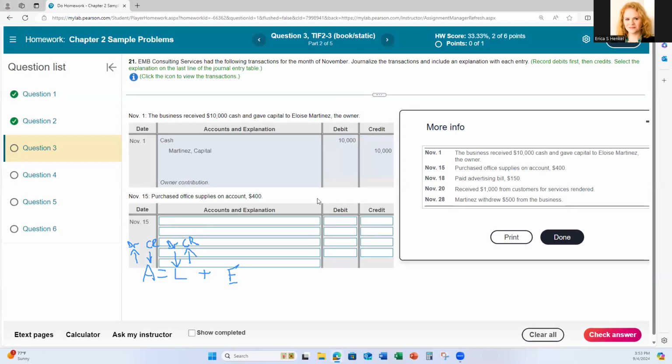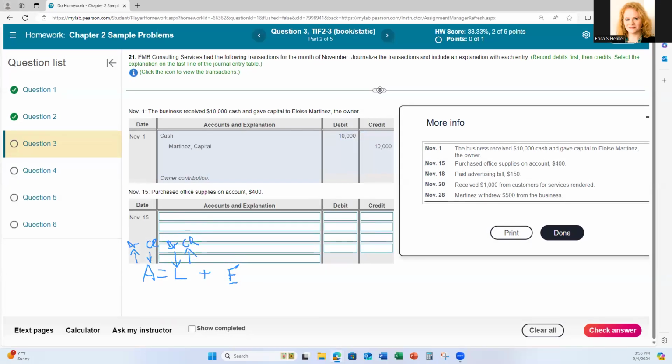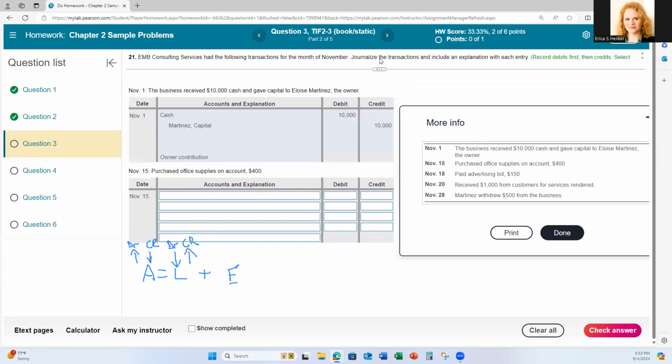All right, so that is our first transaction here. I'm going to move this up a little bit here. All right, next we are purchasing office supplies on account for $400. Remember that "on account" are magic words that tell us we are referring to either accounts payable or accounts receivable here, right?